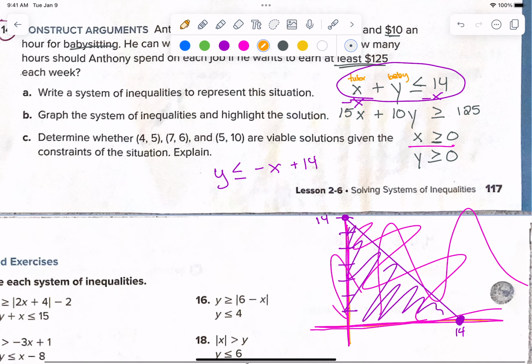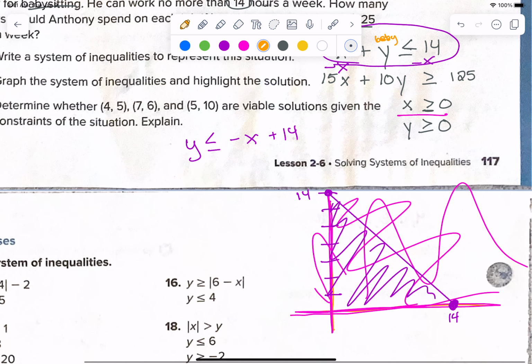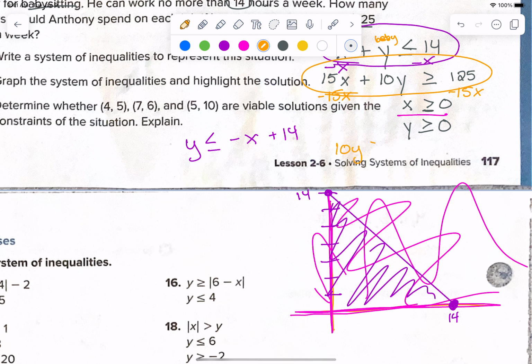Okay? All right, we're going to have to work a little harder for this next one. I want to solve for y here. What shall we move? Minus 15x. So we've got 10y greater than or equal to negative 15x plus 125. All right, then what? Divide by 10.